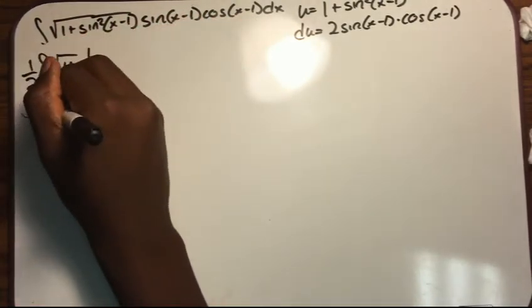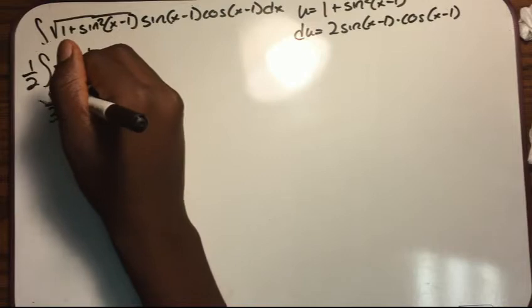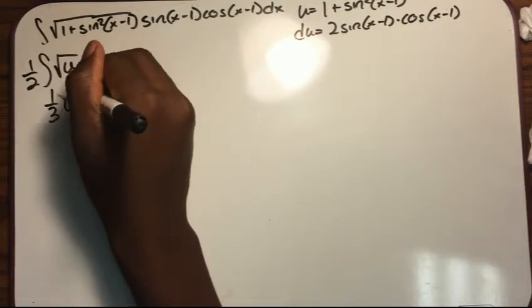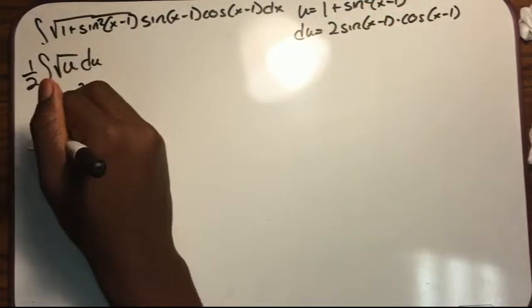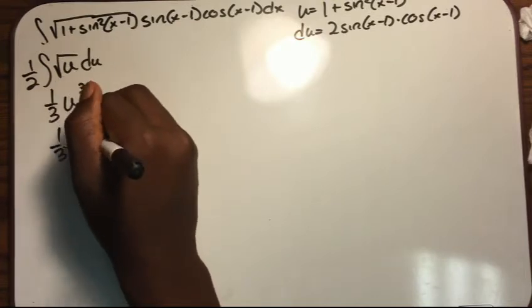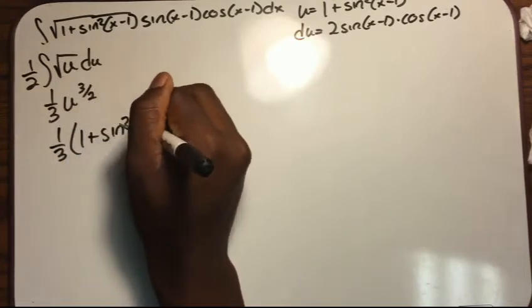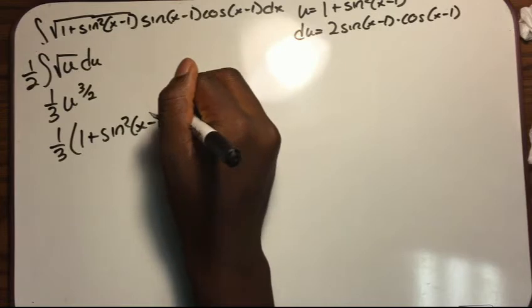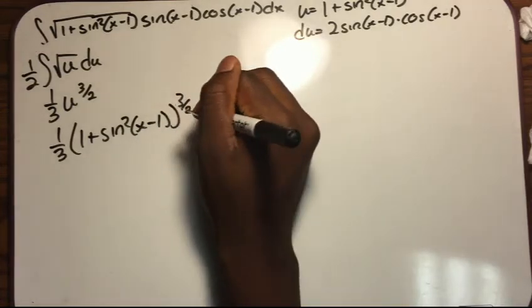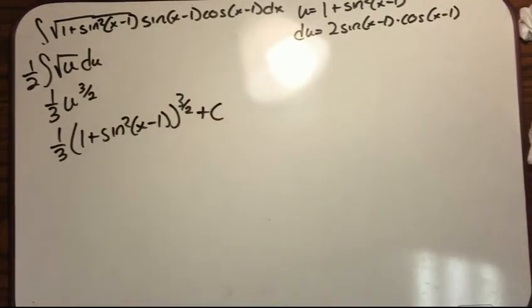And then once we take the integral again, we get 1/3 u to the 3/2. And now we just substitute x back in. So it's 1/3 times (1 plus sine squared of (x minus 1)) all to the 3/2 plus c. So those are the 3 substitutions in homework 4, question 1.